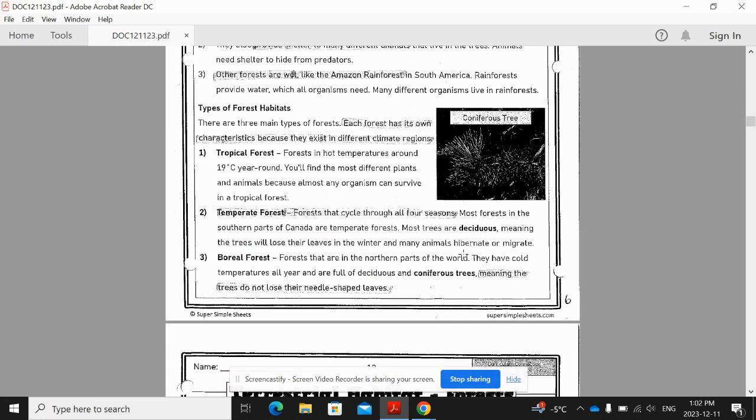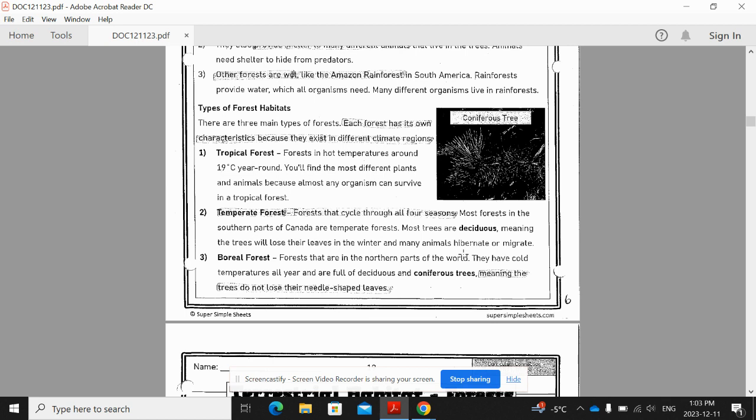Types of forest habitats. There are 3 main types of forests. Each forest has its own characteristics because they exist in different climate regions. Number 1 is a tropical forest. Forests in hot temperatures around 19 degrees Celsius year-round. You'll find the most different plants and animals because almost any organism can survive in a tropical forest.